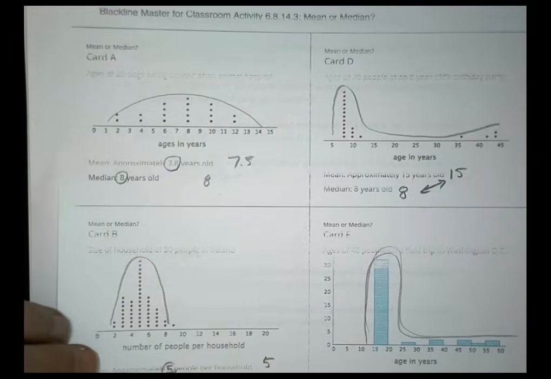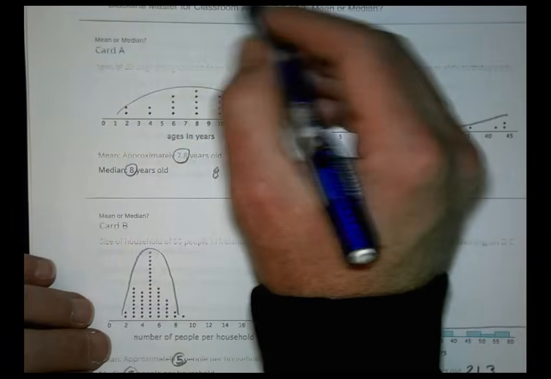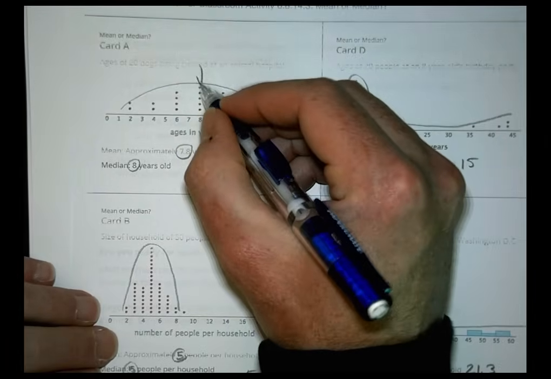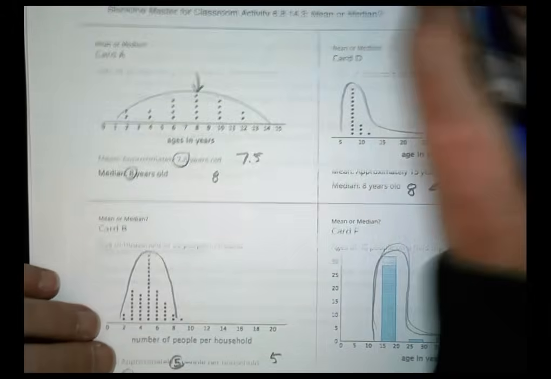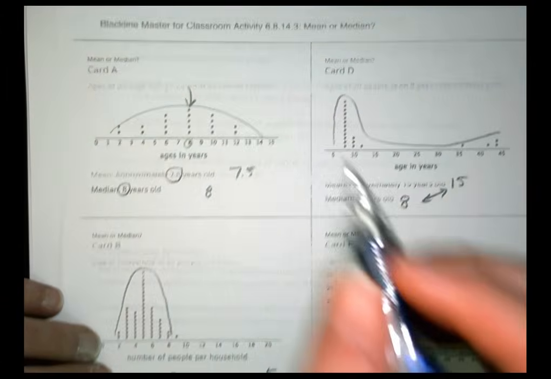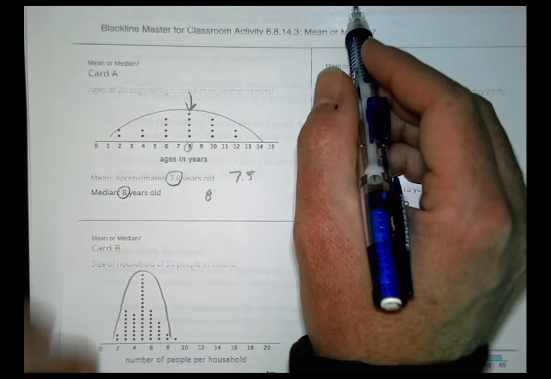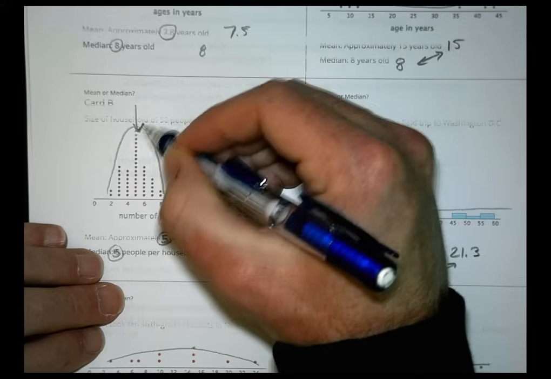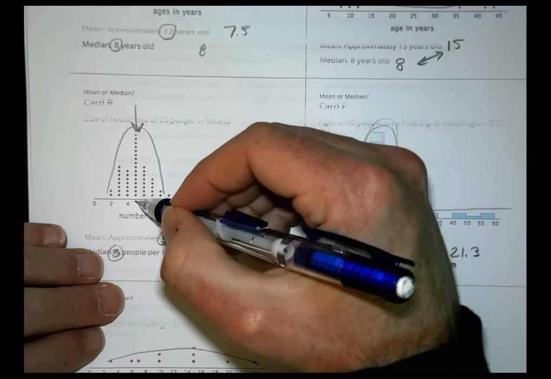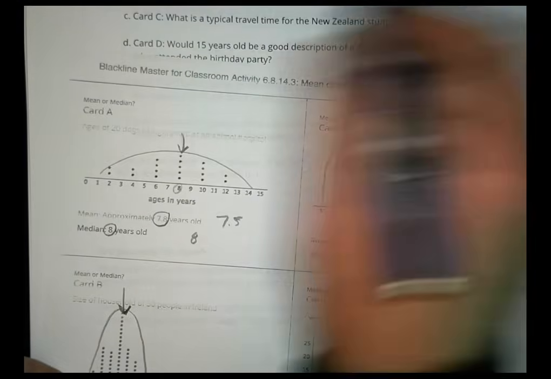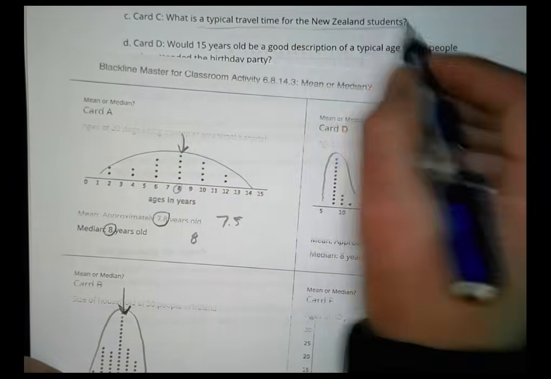So what is typical? What is a typical age of dogs being treated at the animal clinic in card A? The typical age would be probably right about there, and we would say about 8 years old. That makes sense for the dogs. What is a typical number of people in the Irish households? Well, the Irish households, the typical one is going to be this large one here. It's in about the middle of the data set. So we would say typical number of people is right there at 5, because between 4 and 6, we'd say 5. What is a typical travel time for a New Zealand student?